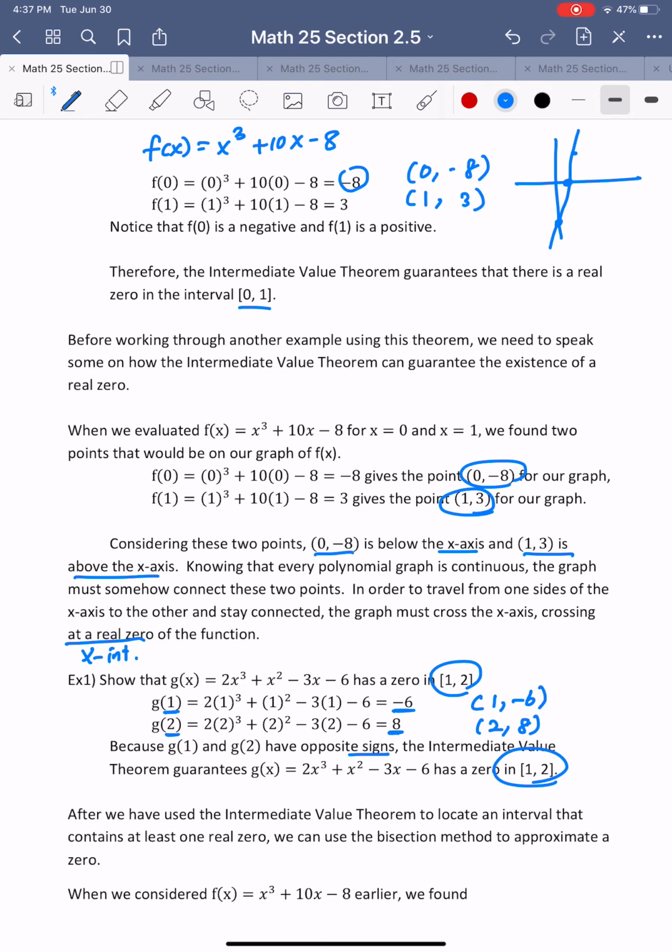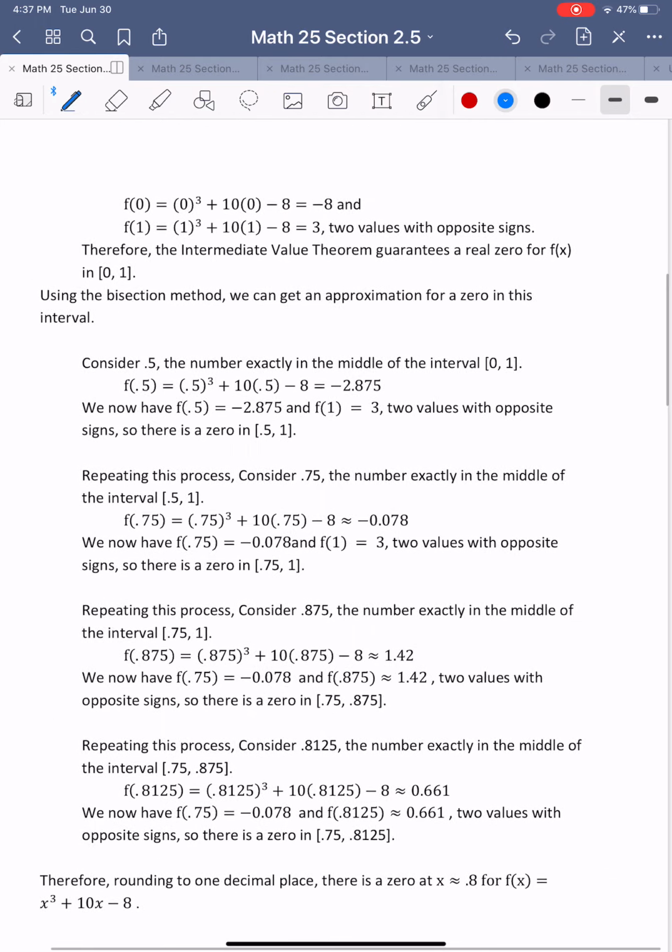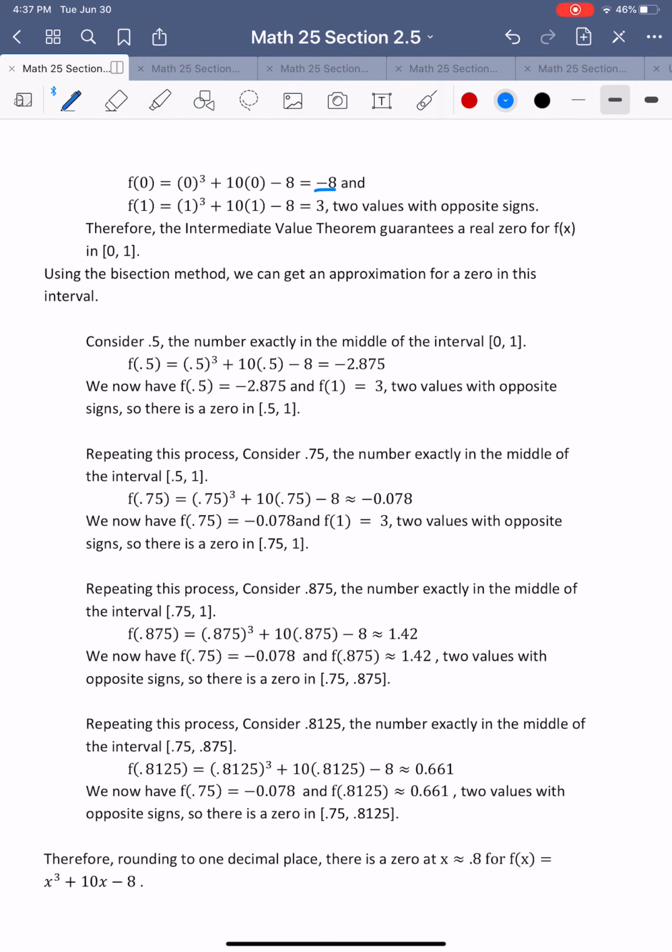After that, we have used the Intermediate Value Theorem to locate an interval that contains at least one real zero. We can use the bisection method to approximate the zero. It's hard to get the exact zero, but we can approximate it. So for the first function we had earlier, f of 0 was -8 and f of 1 is 3. Therefore the Intermediate Value Theorem guarantees a real zero between 0 and 1.